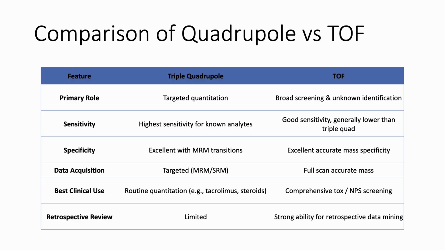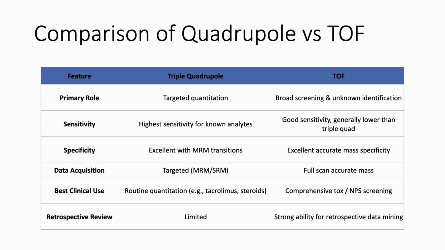Time of flight is different. Time of flight doesn't care. It will count and record all ion masses for that time frame, and that can help with what are called unknown identifications, which can be valuable if you are not exactly sure what you want to look for.